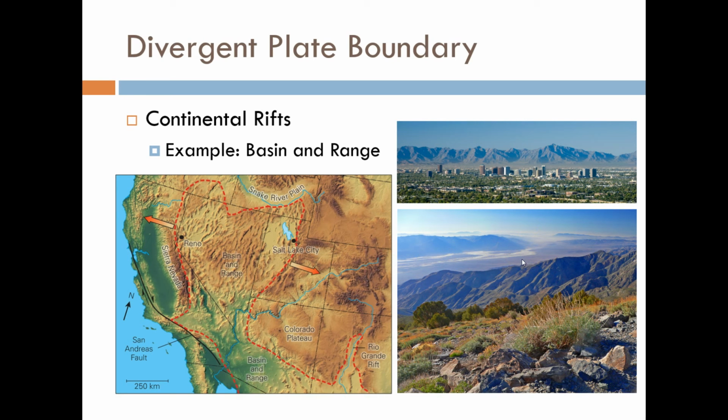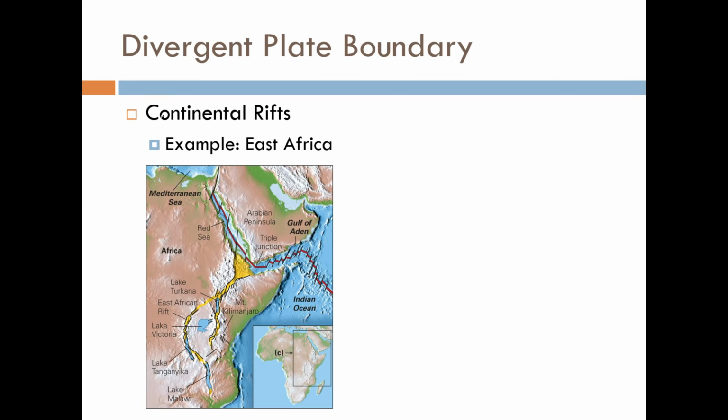So that's always, these big valleys are a good indication of divergent plate boundaries. Another example that you'll hear is this lovely East African Rift. The East African Rift Valley is shown here in the yellow. There's a couple different segments of it.